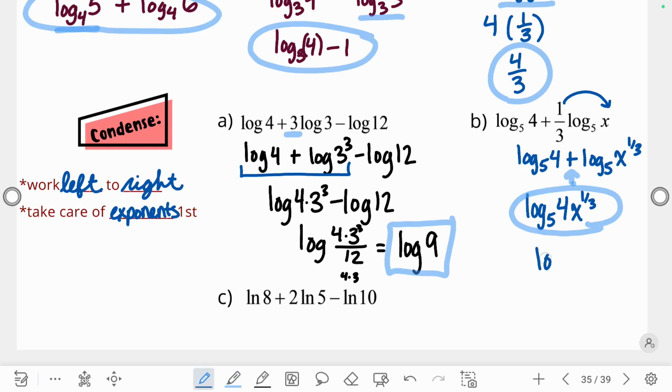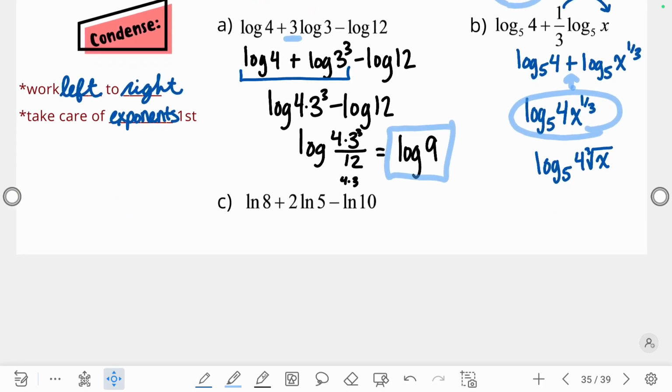If you prefer the root version, you could absolutely call it the cube root of x if you would rather. Those are the same thing. All right, definitely time for you to give it a try. So go ahead and try question C here. See how it goes, and then feel free to come back and I will work it with you.